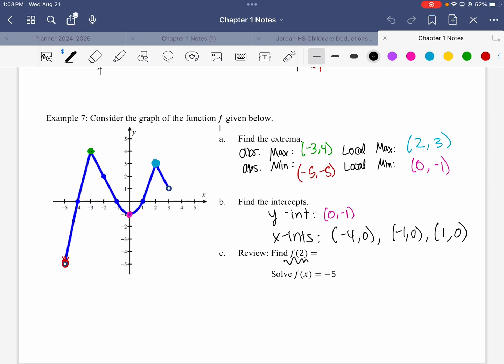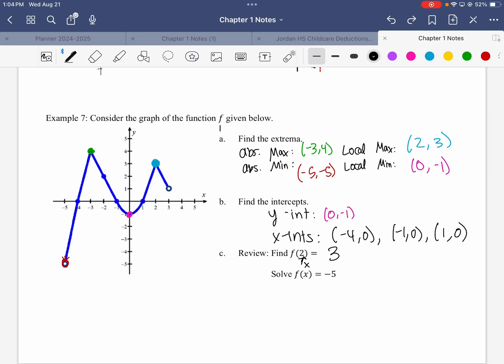Remember, 2 is what kind of value? That's an x value. So let's go to x equals 2. What does y equal when x equals 2? Okay, and then it wants to know when f of x equals negative 5.